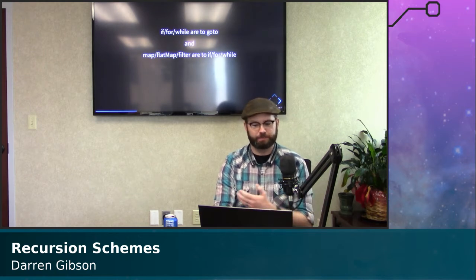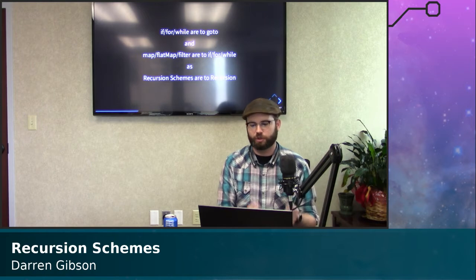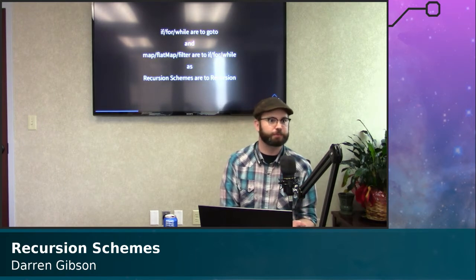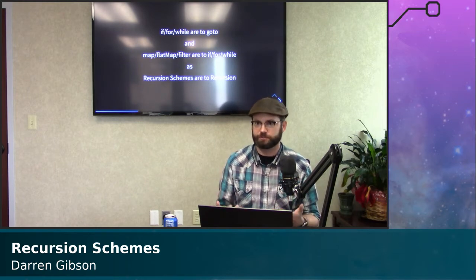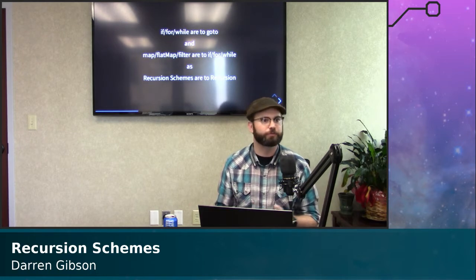So, what is a recursion scheme? If, for, while are to go-to, and map, flat map, and filter are to if, for, while, as recursion schemes are to recursion. This is the best way that I can sum up what a recursion scheme is. It's the formalization of various patterns of recursion so that we don't repeat our code and so we're less prone to make mistakes. And also to hopefully make code more readable, at least if you understand the foundation, in the same way that if, for, while helps improve readability over go-to.